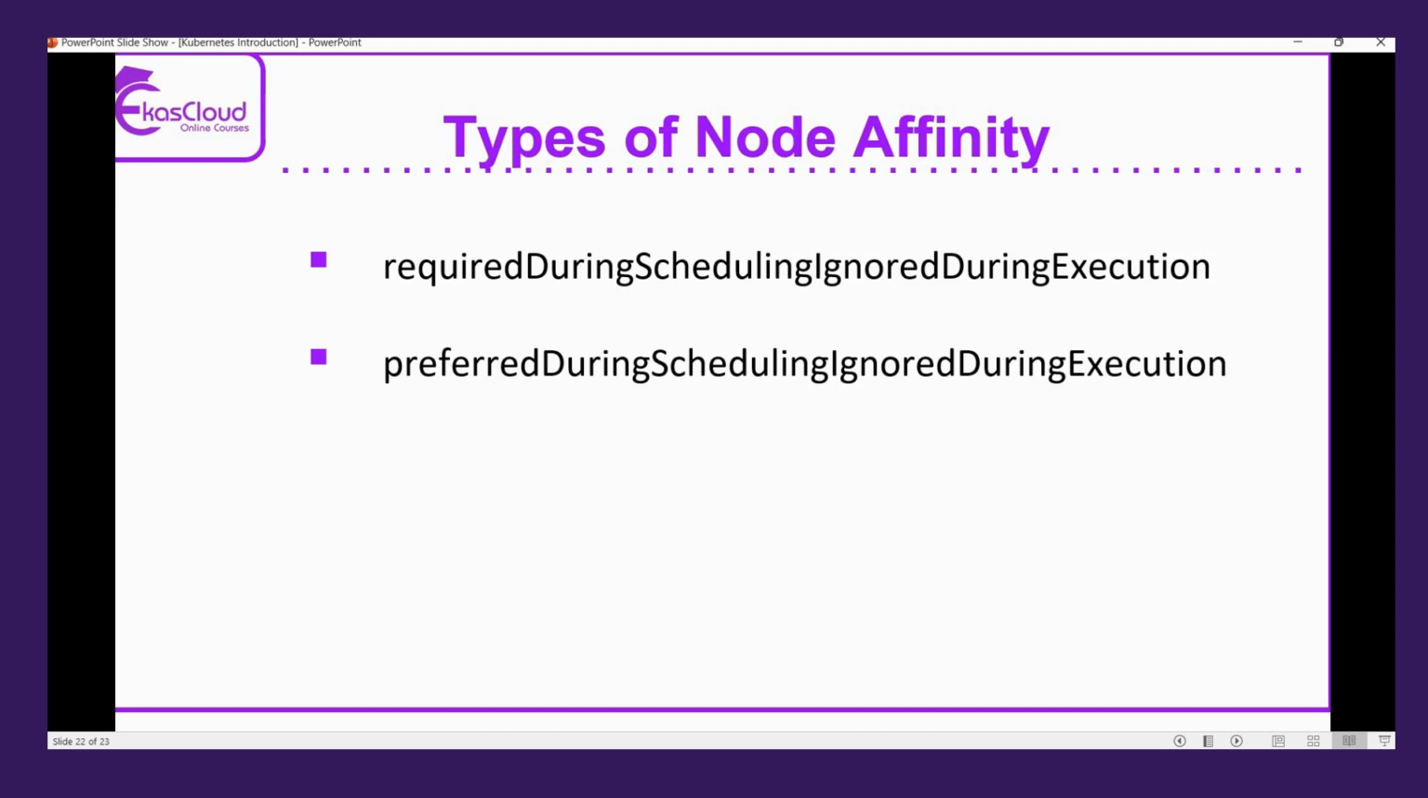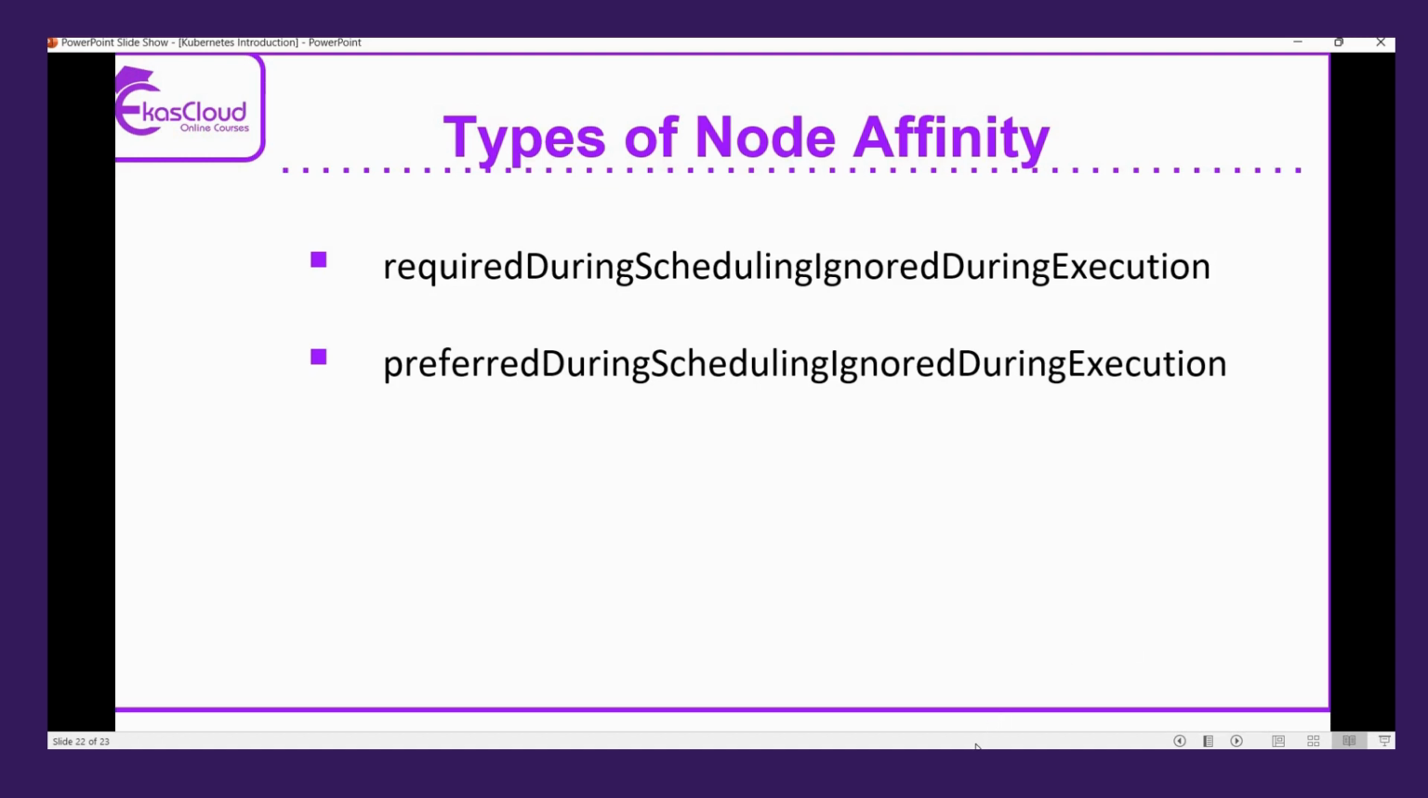Next, move to the other type, preferred during scheduling, ignored during execution. This means if the label we mention in the pod is matched, it will create the pod on that node. If the label is not matched, it will create the pod on any other available node. So this is the difference between these two node affinity types.